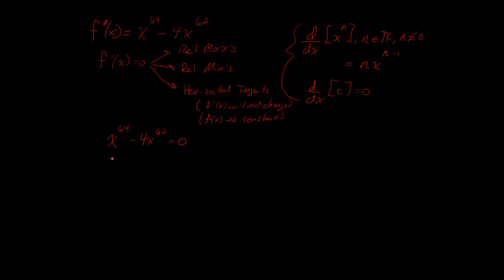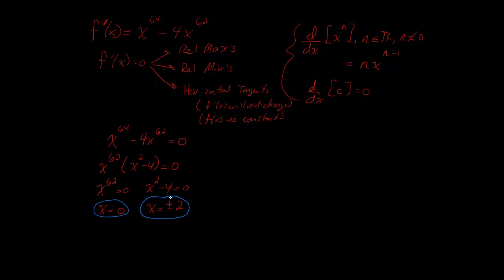In order for us to solve, we're going to pull out some of our algebraic skills and pull out an x to the 62nd, and we're going to be left with x squared minus 4, still set equal to 0. Since we factored this polynomial, we can set the factors equal to 0 independently. So we get x to the 62nd equal to 0 and x squared minus 4 equals 0. We know x will equal 0 from x to the 62nd, and x will equal plus or minus 2, solving x squared minus 4. So now we know that we have 3 critical points.